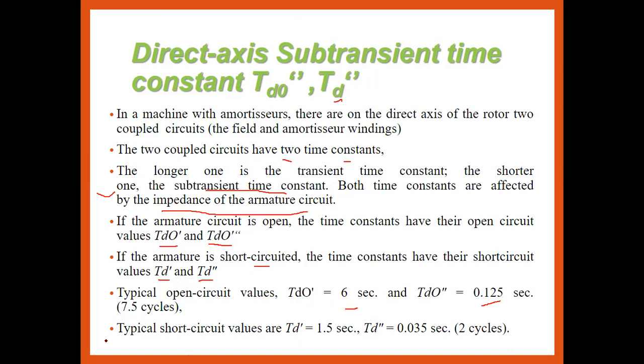Same for the short circuit condition, what is the value? TD dash is equal to 1.5 seconds, whereas TD double dash is equal to 0.035 second, only 2 cycles. So this is nothing but the direct axis time constants under the open circuit and the short circuit condition. It has four values: TD0 dash and TD0 double dash under the open circuit, and TD dash and TD double dash under the short circuit.